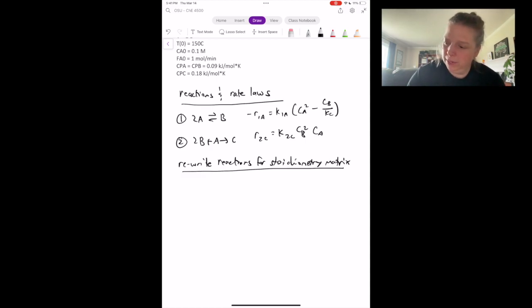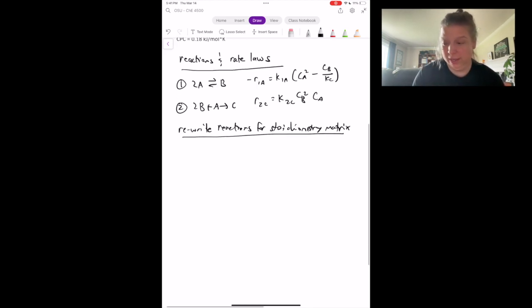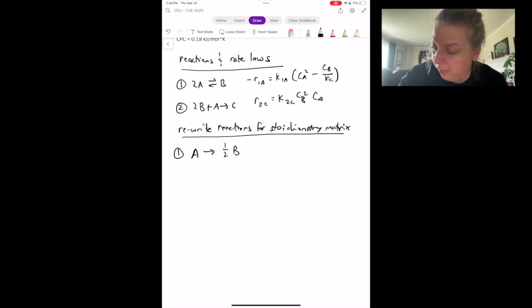The other thing I'm going to do, since reaction 1 is a reversible reaction, I'm going to actually break that into 2 reactions, and that's going to help me with my stoichiometry matrix. So I'm going to rewrite and renumber these. Reaction 1 is going to be the forward of what used to be reaction 1. Reaction 2 is going to be the reverse of that. This is a new reaction 2. And then I'm going to write what used to be reaction 2, which is now reaction 3.